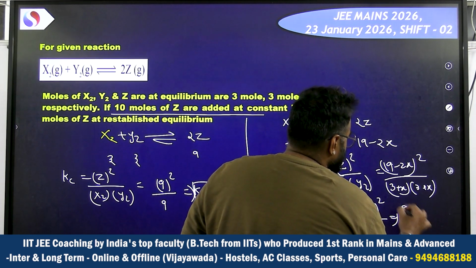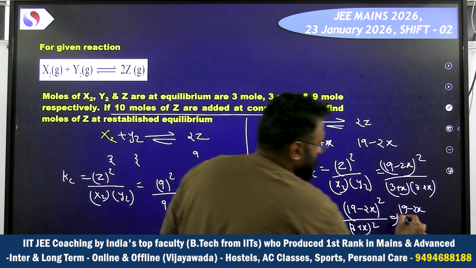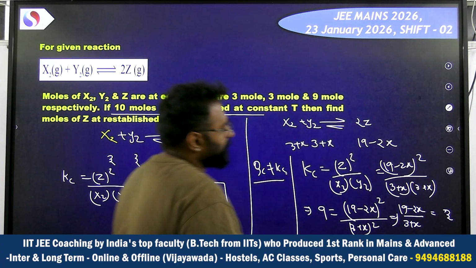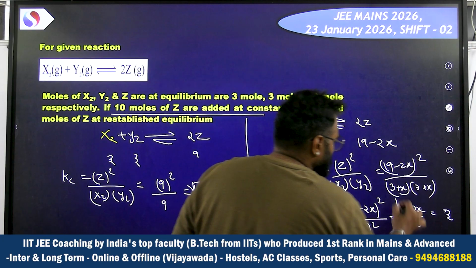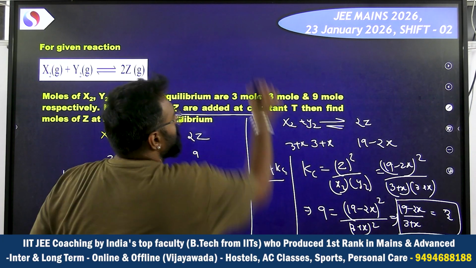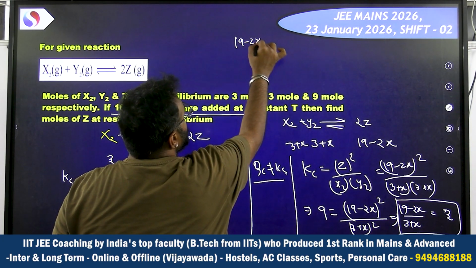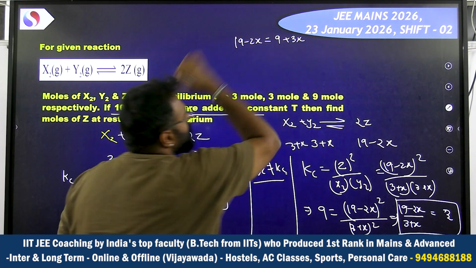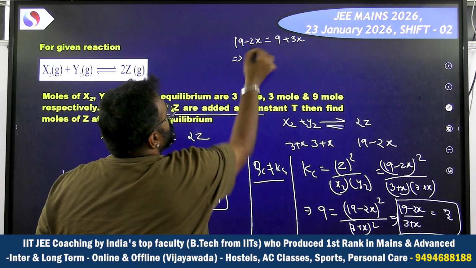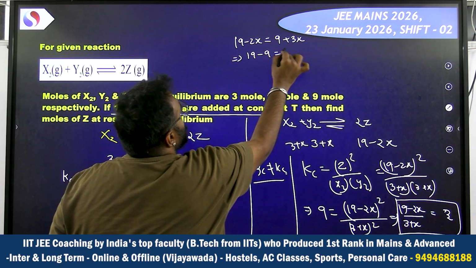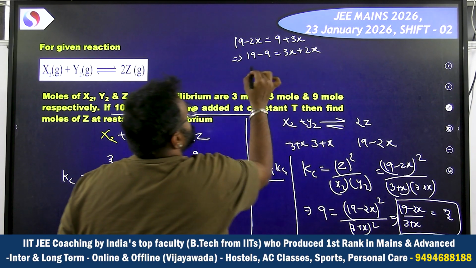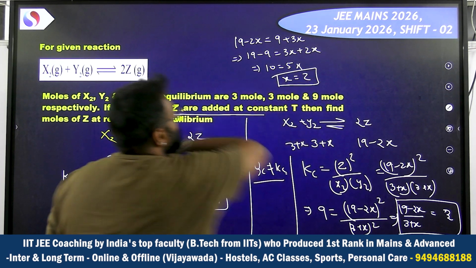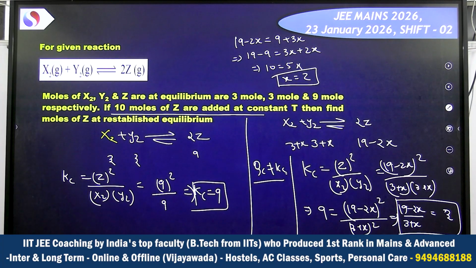So can I write like this? 19 minus 2x upon 3 plus x is equal to 3. This will be our equation. Now let us solve this equation. क्या हो जाएगा? 19 minus 2x is equal to 9 plus 3x. So 19 minus 9 is equal to 3x plus 2x. So 10 is equal to 5x. मतलब x की value it is 2.